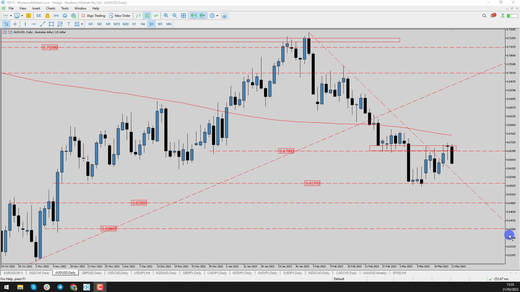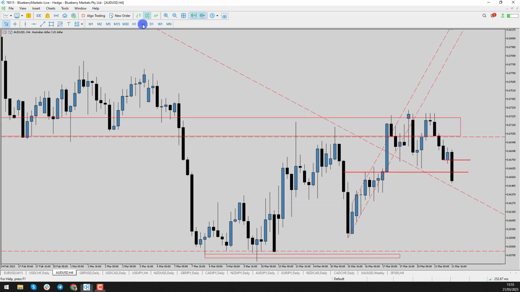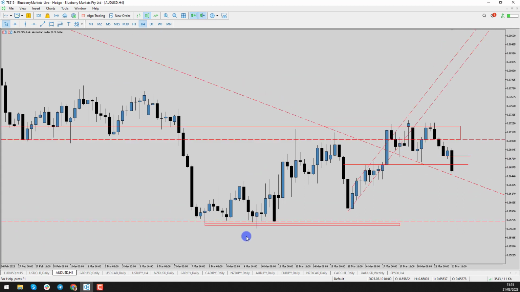However, at the moment, from a technical point of view, we can see that the market is breaking through multiple levels of interest. We had almost like a consolidation or a minor range build up in and around this 0.67 handle, and today the sellers have finally won out of this level and price is trading lower.